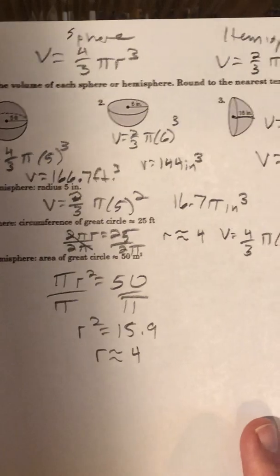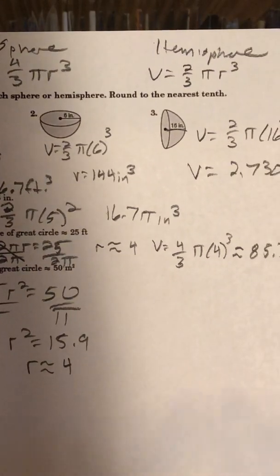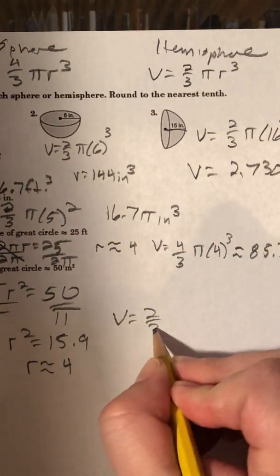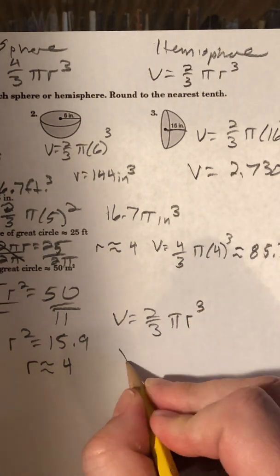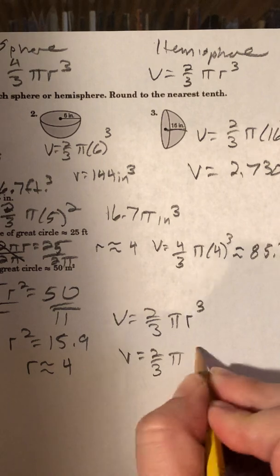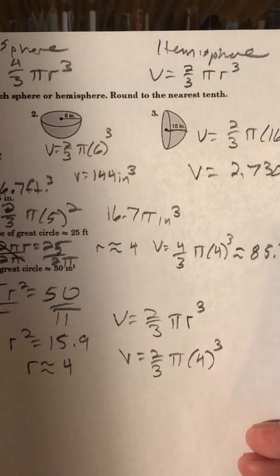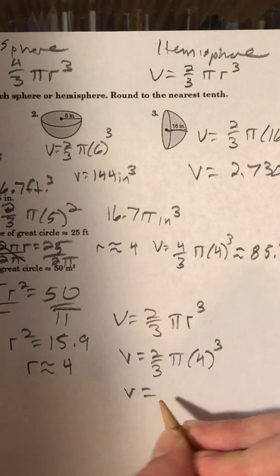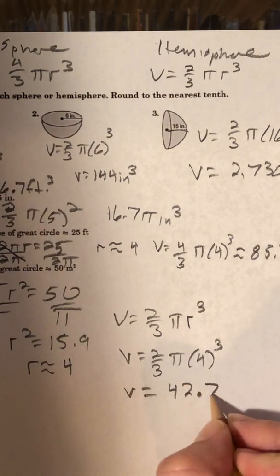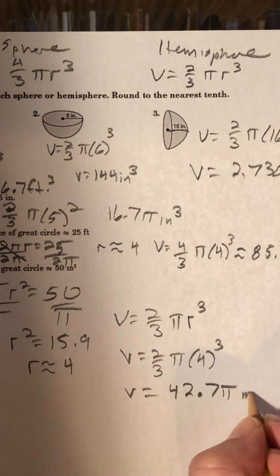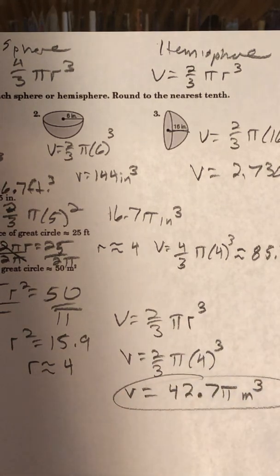Okay? So again, since we're dealing with a hemisphere, we're going to use that formula. The volume equals 2/3 pi r cubed. So the volume is going to be 2/3 pi times 4 to the 3rd power. Okay? 4 to the 3rd power is 64. Divide that by 3. Multiply it by 2. That's going to make the volume of this equal approximately 42.7 pi cubic meters. Okay? There we go.